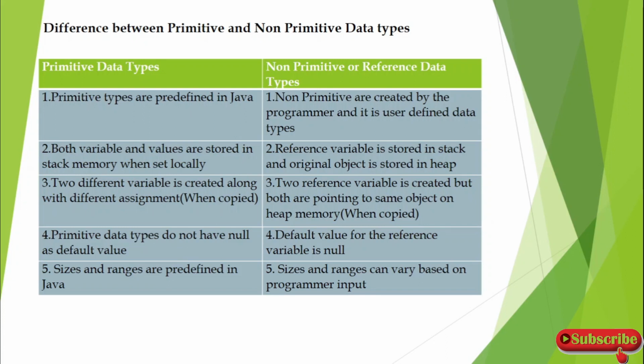Okay, and the second point, both variable and values are stored inside the stack memory when they are set locally. So when you create a local variable, both the variable and the values will get stored inside the stack memory. Whereas in the non-primitive or reference data types, the reference variable is stored inside the stack, and the original object values will get stored inside the heap under the object itself. Okay, so we will see what is the difference between stack and heap now.